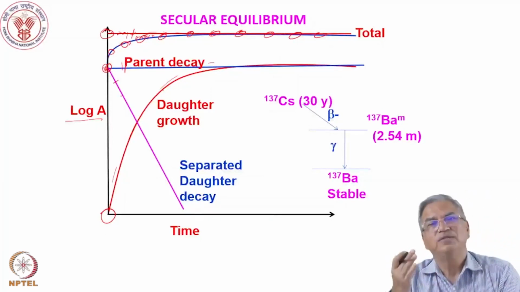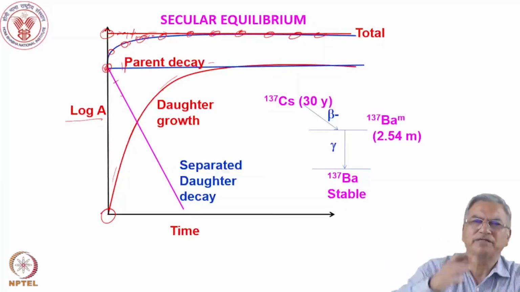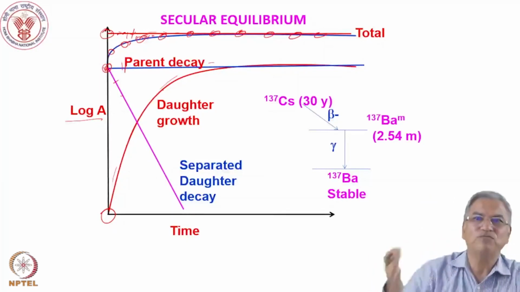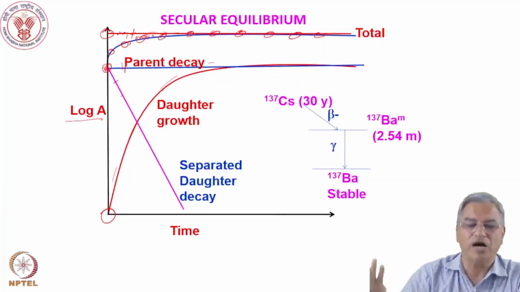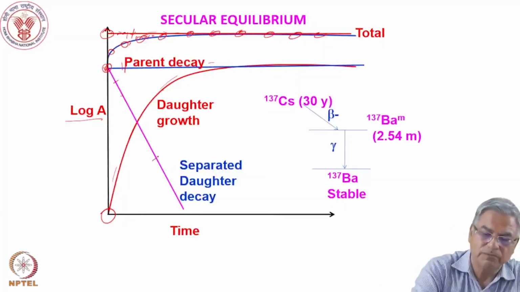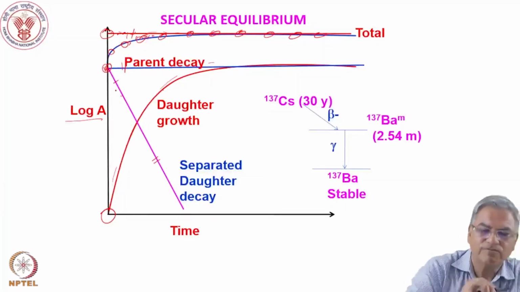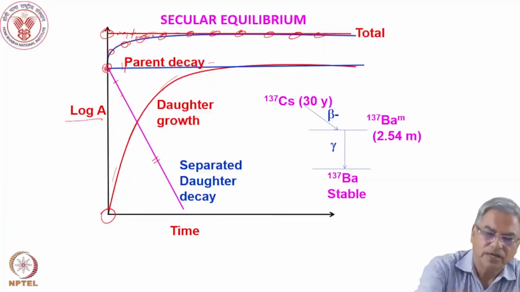If you separate the daughter activity and put it in a separate flask, it is not growing from the parent, it will decay with its own half-life, and that is what is represented by this graph. So from this graph we can find out the half-life of the daughter and the total activity.